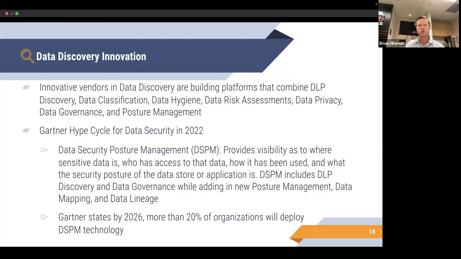So really where we've seen the innovation come in, and there's been a few different names for this, I don't have the great name. I'm not a namer. I'm not a marketing guy. I've just been calling them data discovery platforms. But really what you've got in these new platforms is they're combining a bunch of applications together.